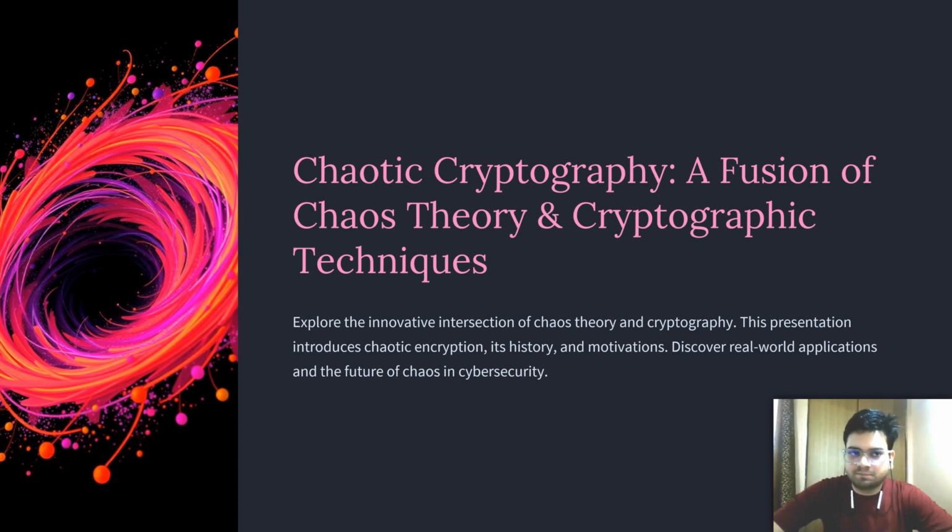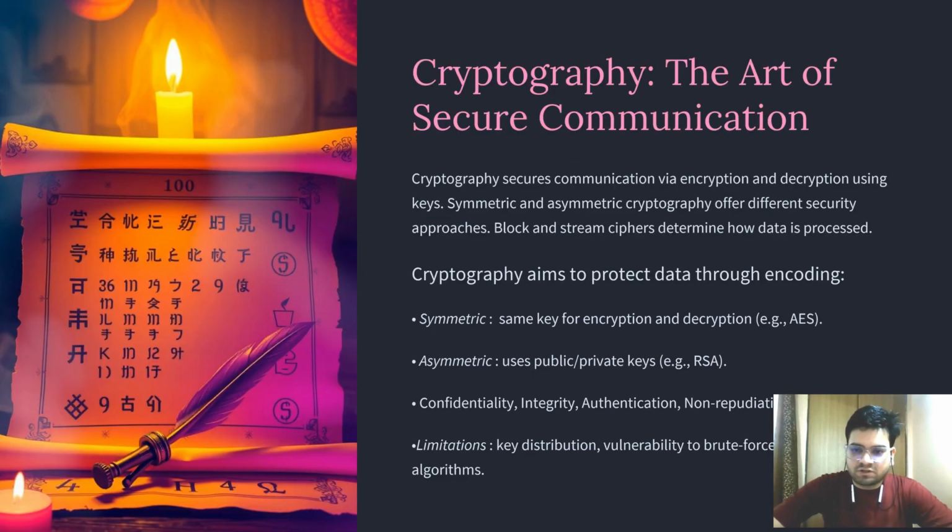So, let's begin. Cryptography is secure communication via encryption and decryption using keys, which means that when we send the data, it encrypts it, and when we receive the data, it decrypts it. Now, the key which is used is of different types, like asymmetric or symmetric. In the symmetric, we use the same key for encryption and decryption. For example, we can see AES. And in the asymmetric, we use different keys for encryption and decryption. An example is RSA.